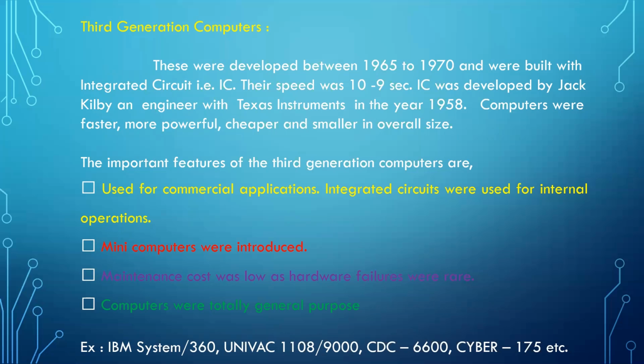And the invention of minicomputers was done in the third generation, and even the maintenance cost was reduced because hardware failures in the third generation are rare, and these third generation computers were used for general purpose. An example of this is IBM System 360.